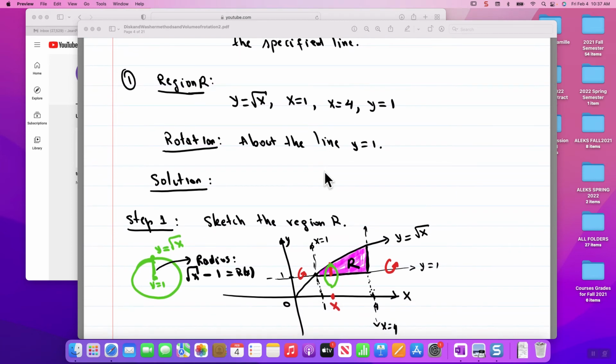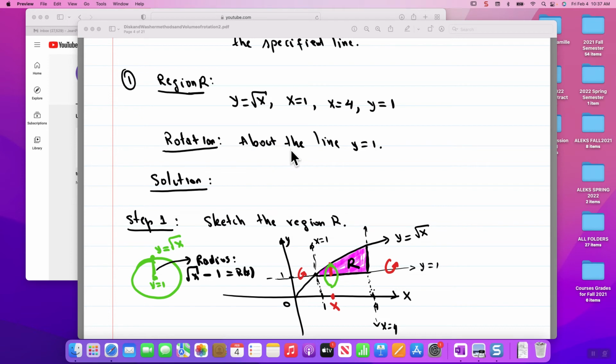So let's graph. The rotation is about the line y equals 1. So first let's graph the region. That's step 1. We know to graph y equals square root of x. This is the curve. And then y equals 1 is this horizontal line. And then x equals 1 goes just up to this point. And then x equals 4 becomes this vertical line. So all four together create the region called R.